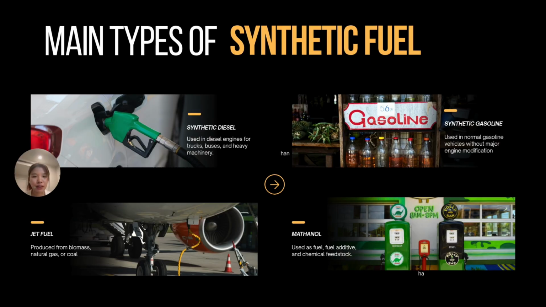There are several types of synthetic fuel. First is synthetic diesel, which is commonly used in diesel engines for trucks, buses, and heavy machinery. Second is synthetic gasoline, which can be used in normal gasoline vehicle without major engine modification. Third is jet fuel, which can be produced from biomass, natural gas, or coal, and is widely used in aviation. Lastly, methanol is used as fuel additive, and chemical feedstock in many industries.